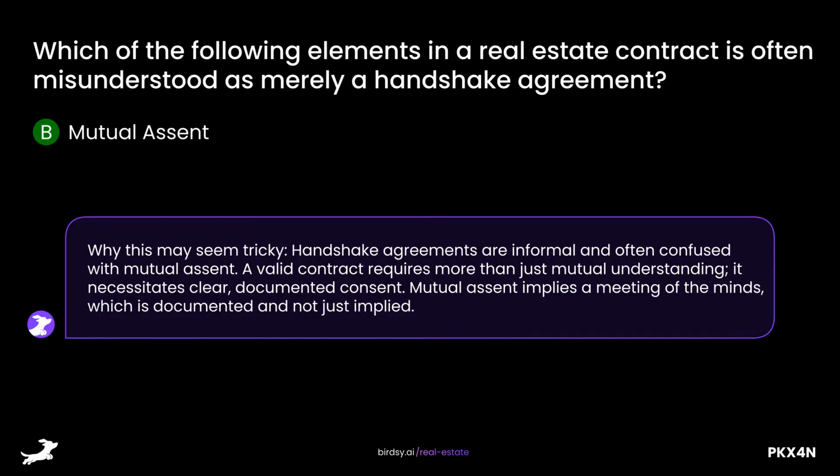Why this may seem tricky. Handshake agreements are informal and often confused with mutual assent. A valid contract requires more than just mutual understanding. It necessitates clear, documented consent. Mutual assent implies a meeting of the minds, which is documented and not just implied.